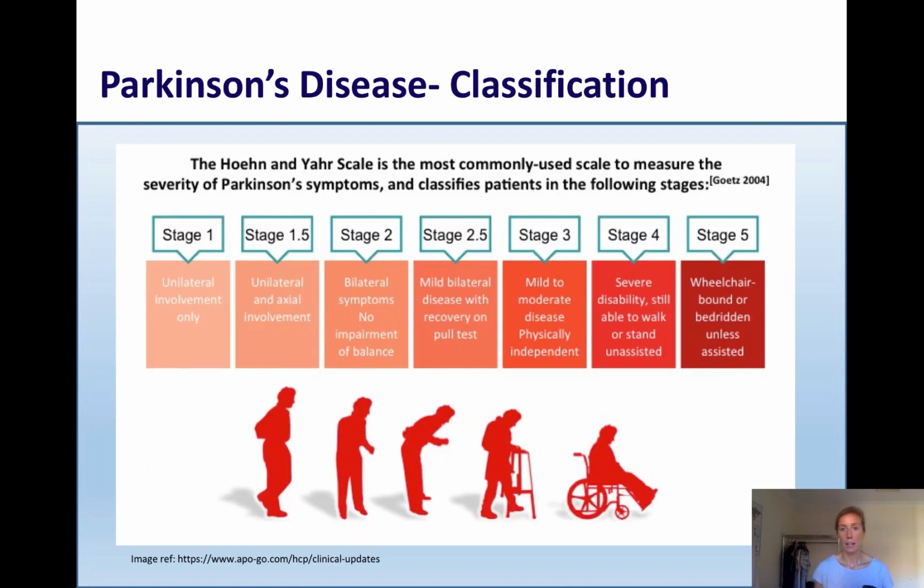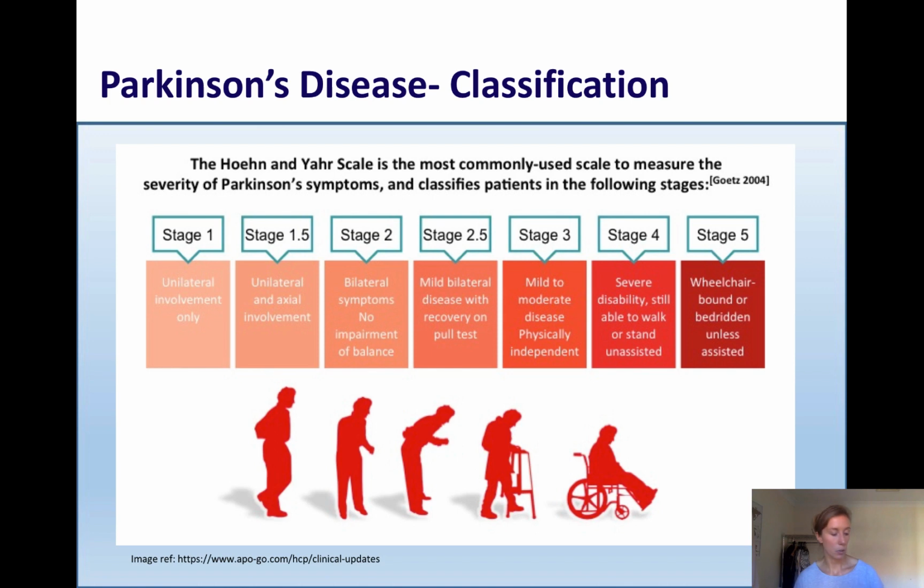So just the classification system to be aware of in terms of Parkinson's disease. So we've got the Hoehn and Yahr scale here, and this actually helps us define what stage a patient is in. Okay, so we've got stage 1 to 5. There is a stage 2.5, so right down the middle, take note of that.